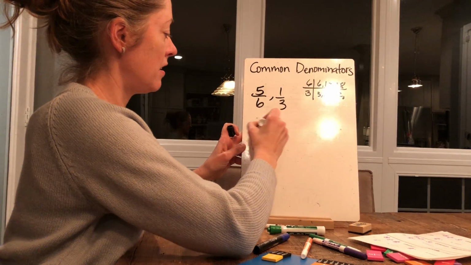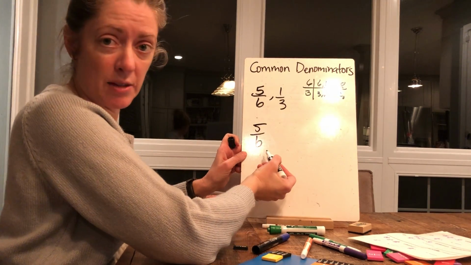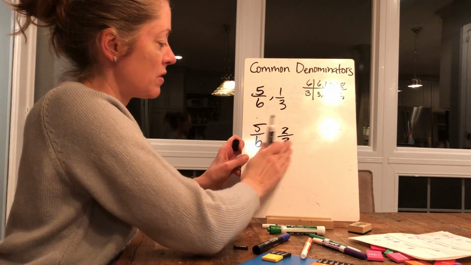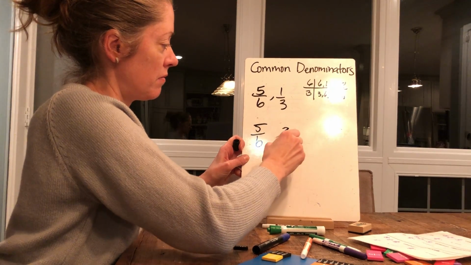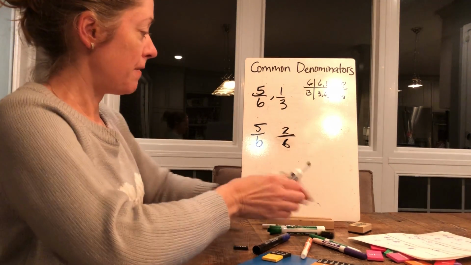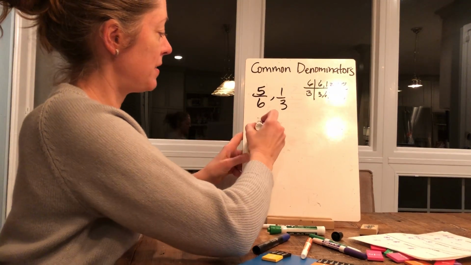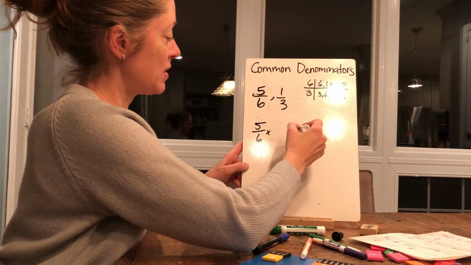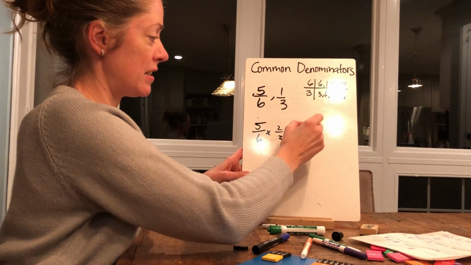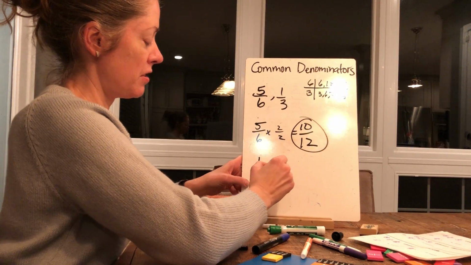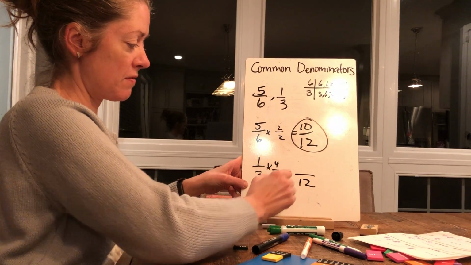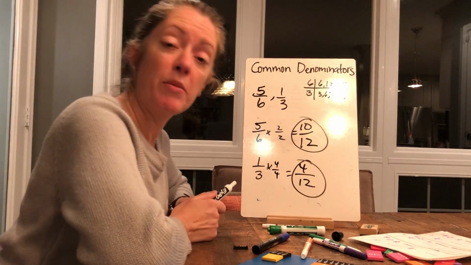If you did 6, this one would stay the same as 5/6, and then the 1/3 would become 2/6. So that could be one answer. If you did 12ths, you could have done 5/6 times something equals 12. You probably could have done times 2/2 and gotten 10/12ths. And then 1/3 times something gives us 12. 4, 4/4, 4/12ths. That could have been an answer.